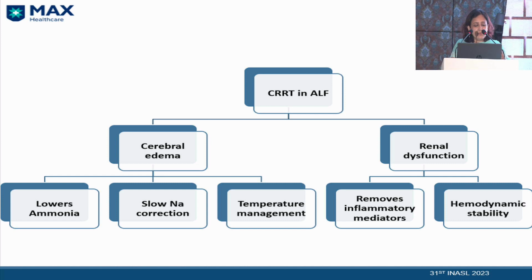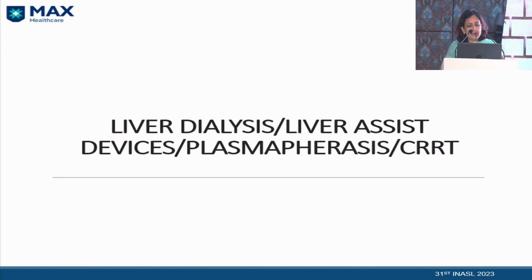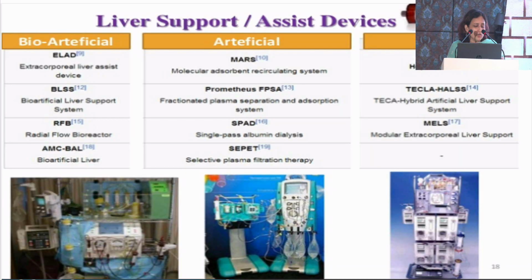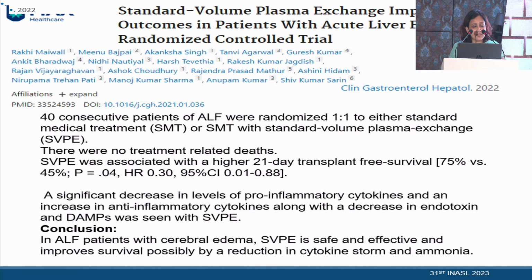So CRRT we feel is an expensive modality, but it helps in every which way to tackle these patients, because not only does it help to lower ammonia, if renal dysfunction should set in, it helps to tackle that. It also helps in correction of the sodium better. If you're giving hypertonic saline and you're doing CRRT, you might as well correct the sodium with the help of CRRT. You can manage the patient's temperatures better. So there is a role of plasmapheresis, which Dr. Ipan has already talked about. He's talked about Larsen's study, he's talked about Raki's study.